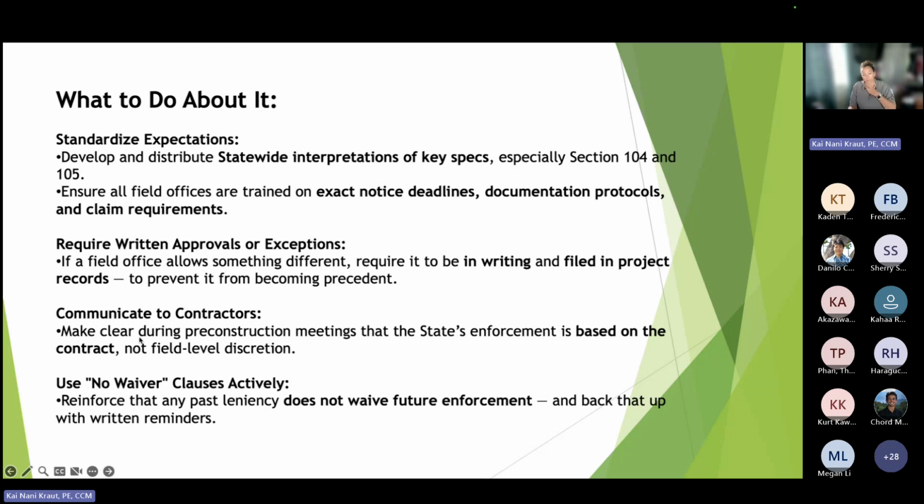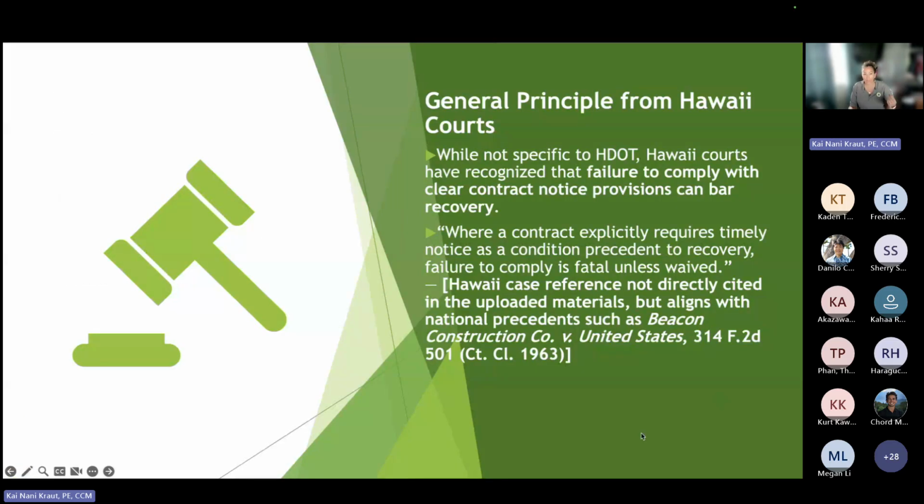And again, this is to your point, Randall, that we make it clear during pre-con meetings that the state is enforcing based on the contract. I think we read it and we don't do it. I think it's a collective effort to have this reinforcement. So I'm trying to look at case law, what general principle from Hawaii courts, while not specific to DOT. Hawaii courts have recognized that failure to comply with clear contract notice provisions can bar recovery. We could do more research on this. This was very quick research, but where a contract explicitly requires timely notice, because the state law and the contract require this, it would be really hard for a contractor to say, I didn't know.